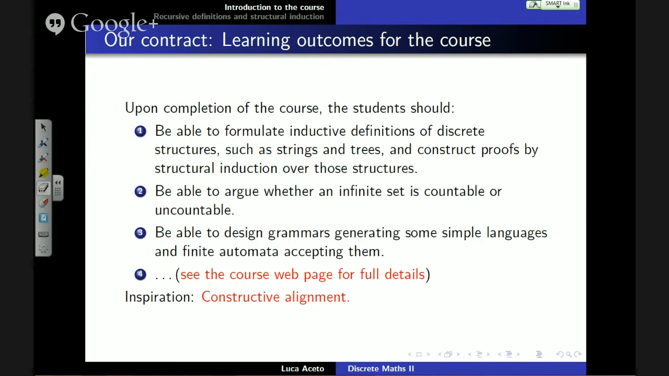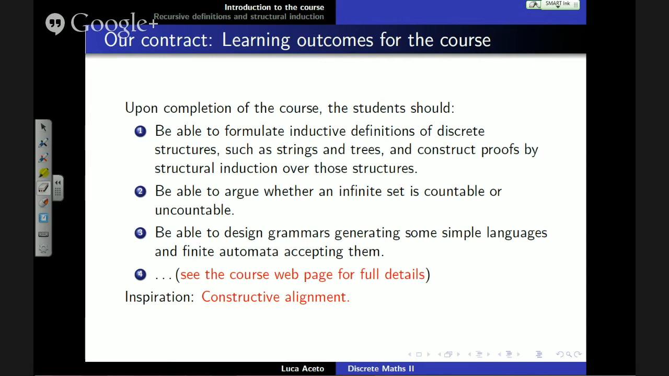Okay, so this is our contract. And in fact, my inspiration is what a guy called Biggs called constructive alignment, which is precisely this. I'm going to examine you exactly on the things that are written there and no other. That is to say, if you can tick those, there are going to be no surprises. Sigh of relief. They are laughing, so sigh of relief. Okay? That's a contract. You know what you're supposed to do?